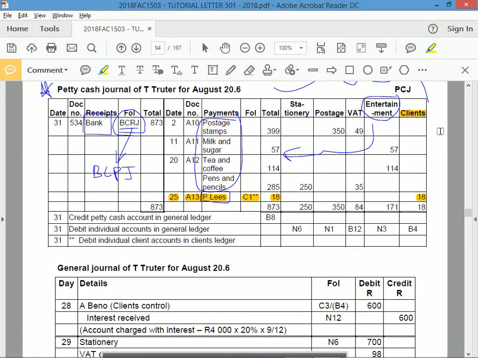So if I'm looking at the petty cash journal, the petty cash journal is showing me all the payments that came out of the physical cash. So I gave physical cash to pay for postage. I gave physical cash to pay for milk and sugar and tea and coffee, etc. When I reached day 25, I gave a payment to someone on behalf of a client.